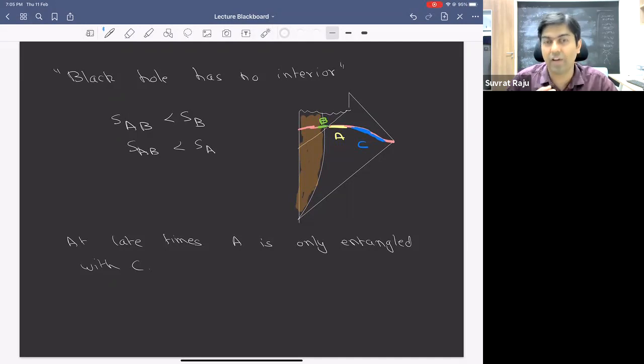So let me just try and refine a little bit more what the clever idea in the Fuzzball proposal was, and let me also try and explain in what sense those who advocate the Fuzzball proposal say that there should be an effective interior. So the first point is that Suvrat, there's a raised hand.